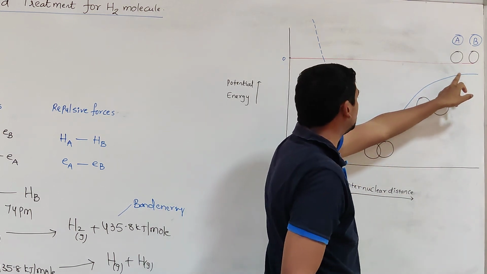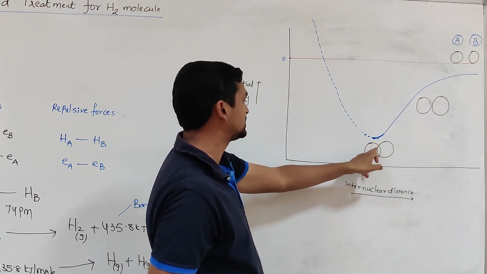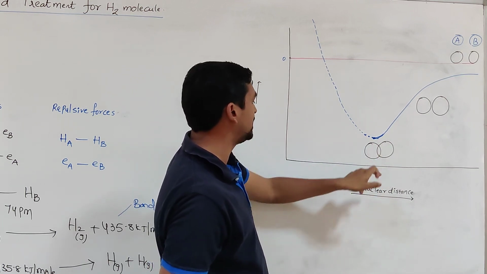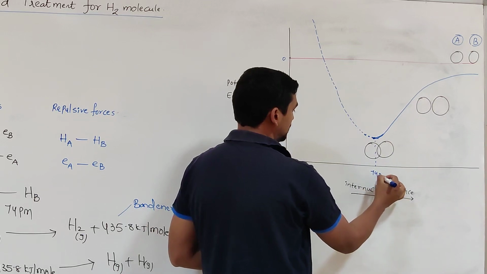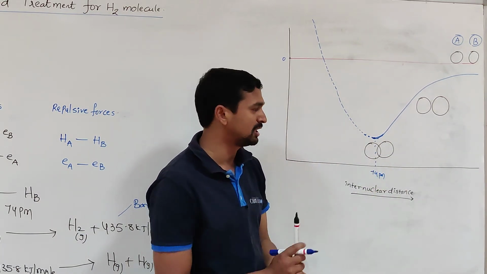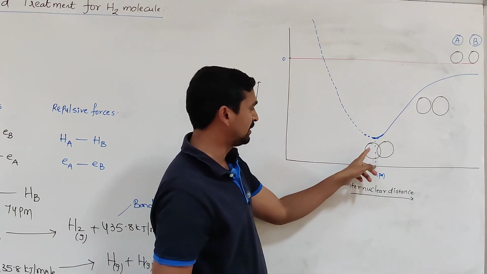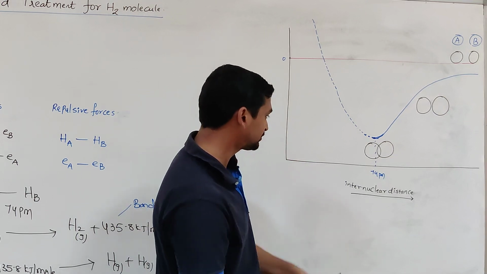The potential energy of the system, what happens? It decreases and reaches the minimum energy. That minimum energy is at which distance? That is 74 picometer. At this 74 picometer, the attractive forces become equal to the repulsive forces, and the two hydrogen atoms are bonded together to form a stable hydrogen molecule.